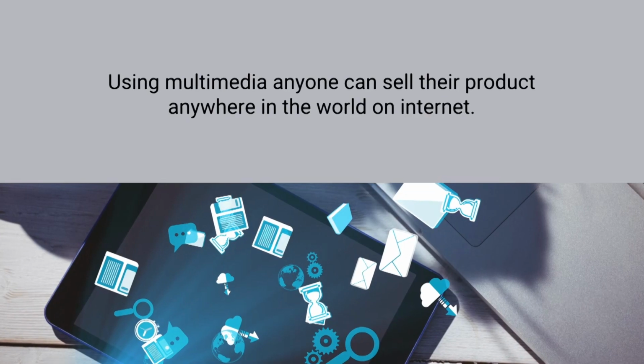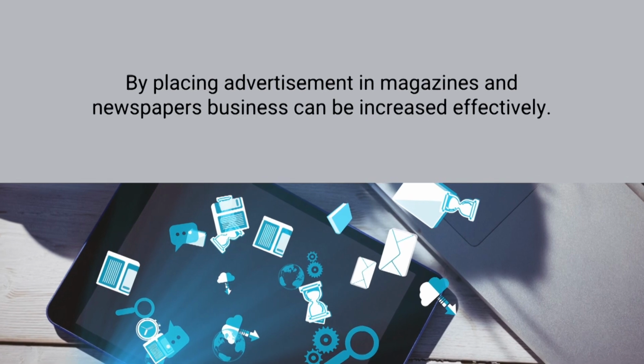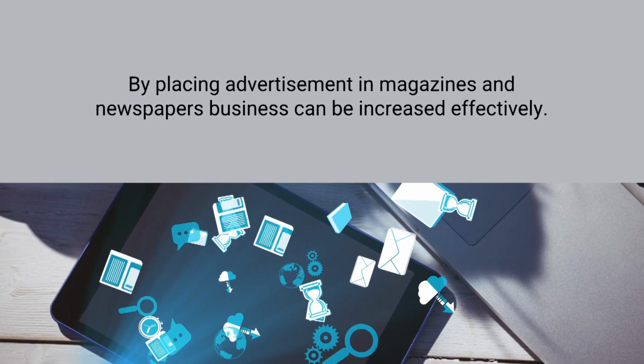So with multimedia, anyone can sell their product anywhere in the world on the internet, and by placing advertisements in magazines and newspapers, business can be increased effectively. This was one of the ways, but right now it is this animated way of doing it. There was a time when we had a stereotype way of advertising things, through televisions or through newspapers, but right now this web series model has come up, where the new segment is watching things through web series, through the internet, and this is the way by which things are going to be done.